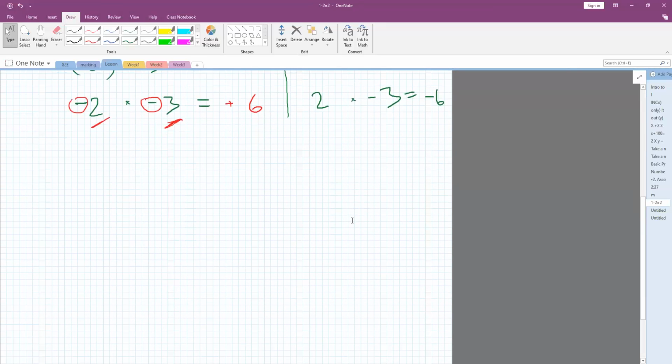For example, I have 3 minus 4. No, this is not multiplication. This is just simple subtraction. So what is 3 minus 4? 3 subtracted by minus 4.